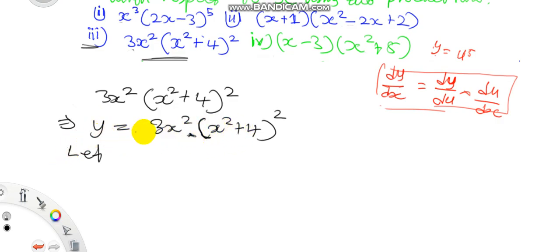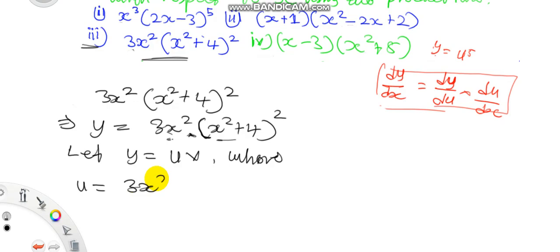So let y be a function made up of two products u and v, which are themselves functions in x, because they are going to represent these functions, where u is 3x squared and v equals (x squared plus 4) all raised to the power 2.